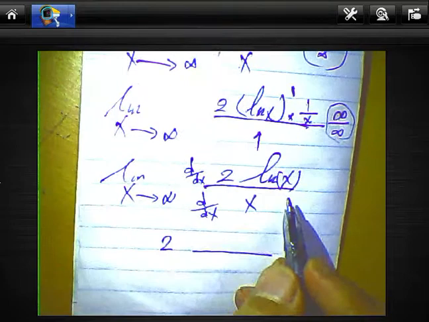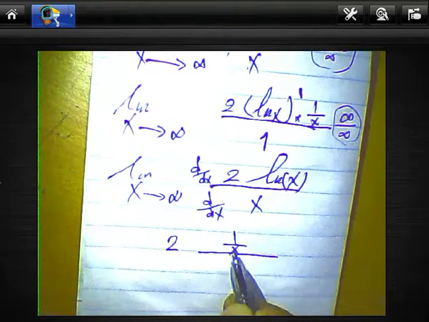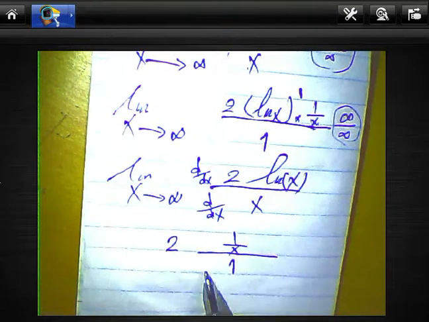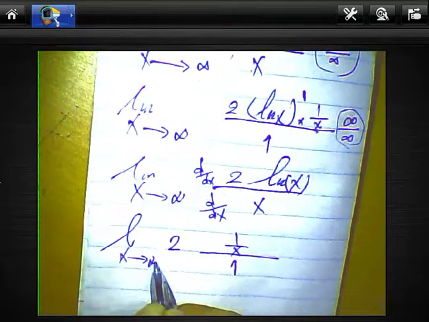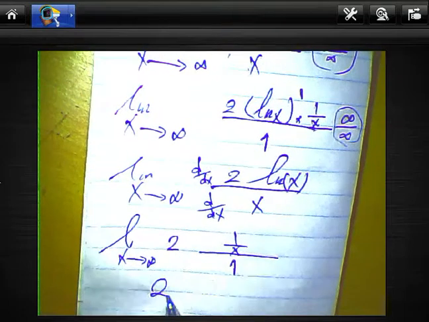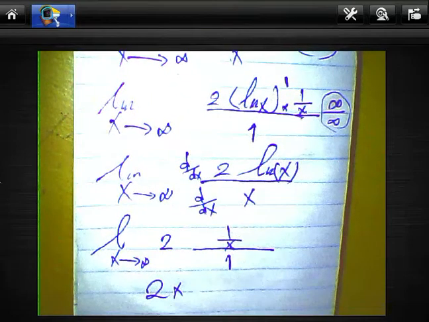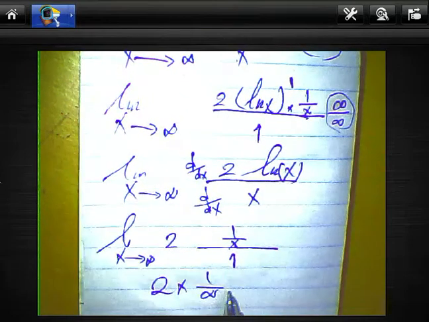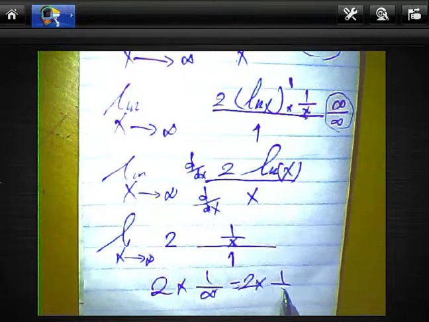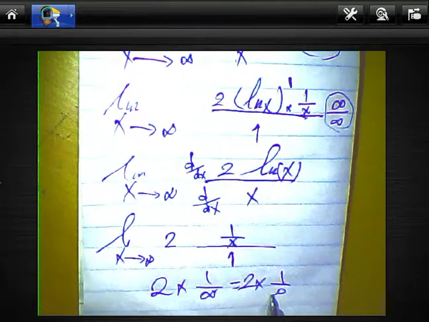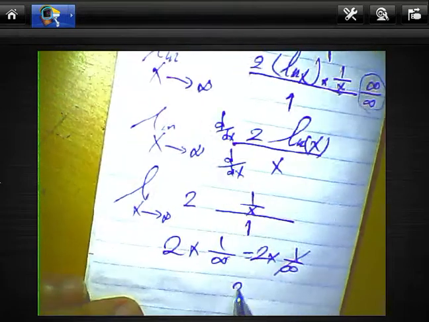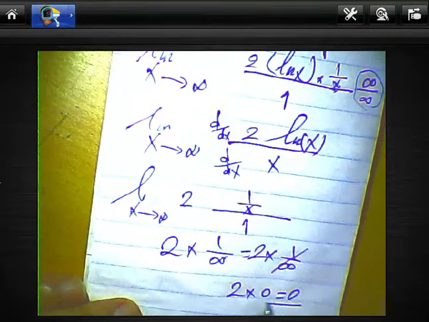The derivative of ln of x will be 1 over x, and the derivative of x equals 1. When x approaches infinity, the result will be 2 multiplied by 1 over infinity. 1 over infinity equals 0. So 2 multiplied by 0 equals 0. The result will be 0.